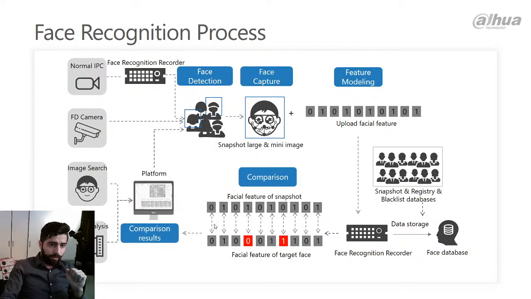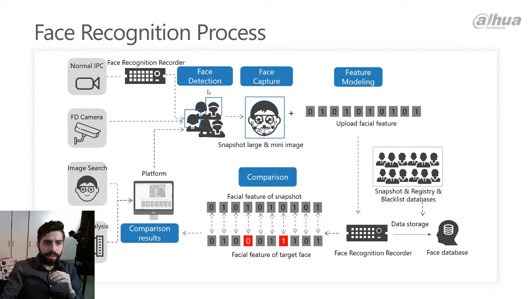So here we have the face recognition process. This is the normal IPC camera. We can use with it a face recognition recorder. Okay, it has face detection, it will take the face. We also have a face detection camera. On this side, the face detection camera already has the algorithm in the same camera to detect the faces. For the normal camera, we can use with it an NVR or a face recognition recorder. It will get the face detection, and then it will do the face capturing.